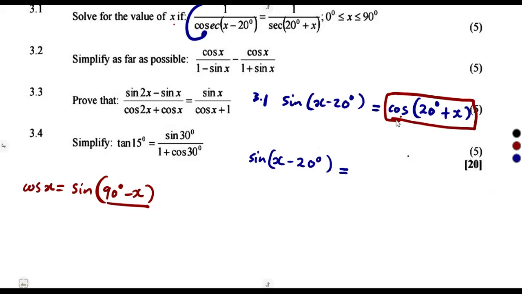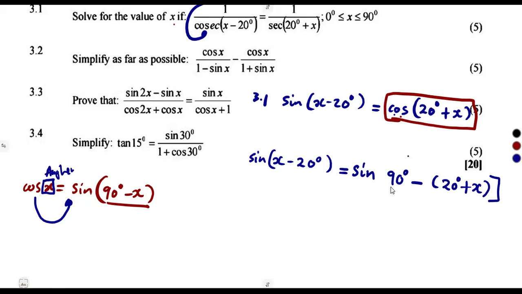So my right-hand side was having a cos. A cos changes to a sine. It will be written as sine 90 minus x, where that x represents the angle that we had before on the cos. What is it that we had as the angle before? It's not x, it's 20 plus x. So you subtract that part as it is, 20 degrees plus x. So we have changed a cos to a sine.